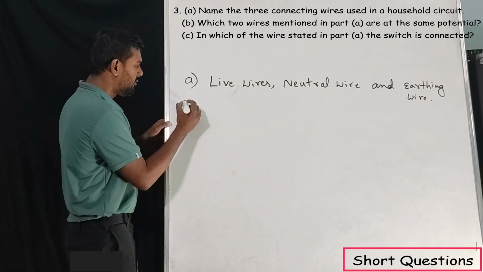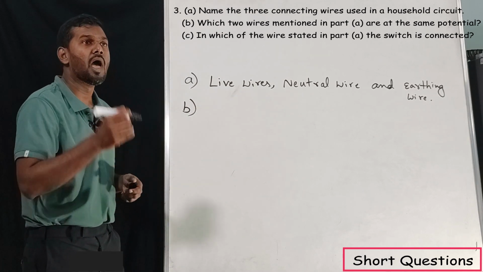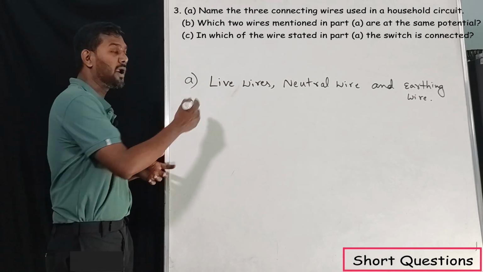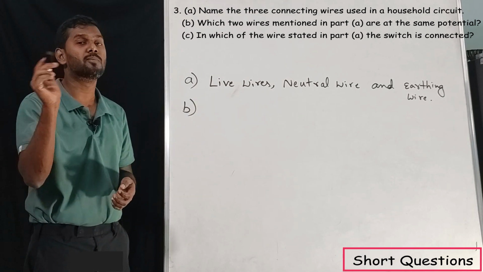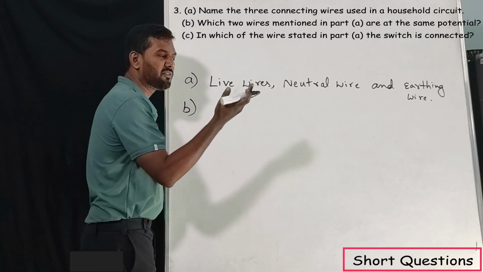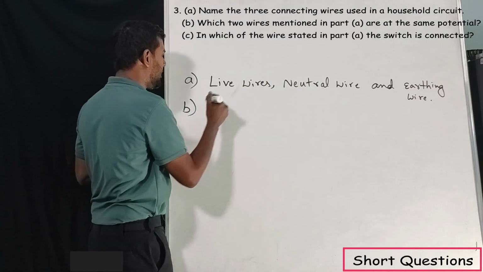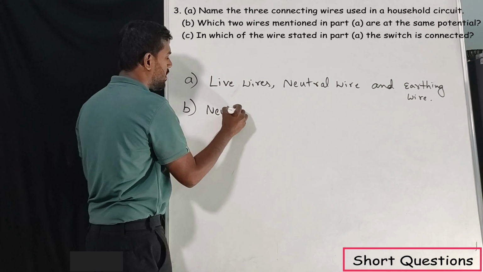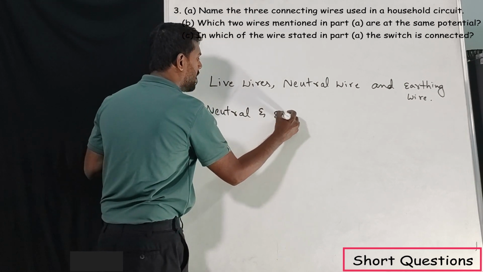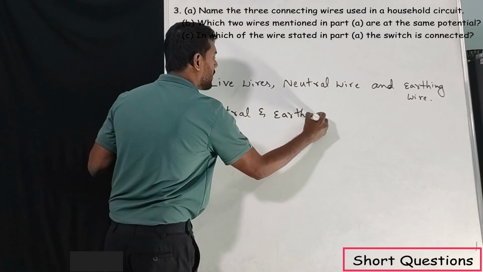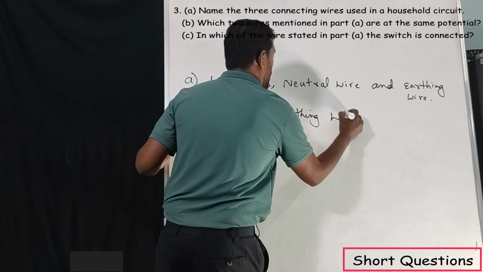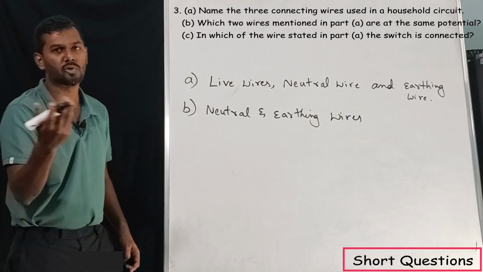Okay, now listen, we'll go for the second sub question. Which 2 wires mentioned in part A are at the same potential? That is what we have learnt in concept. Neutral and earthing. Neutral and earthing wires have same potential. That's it.